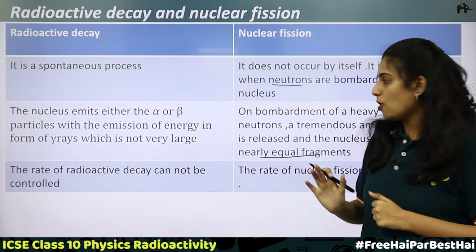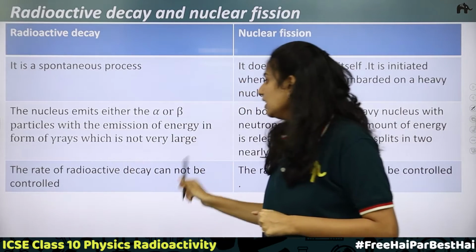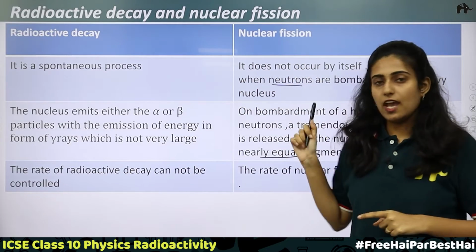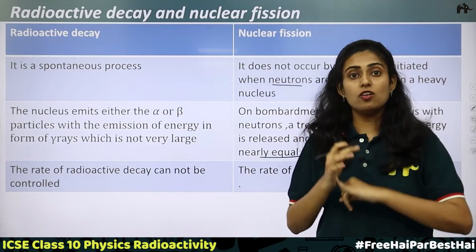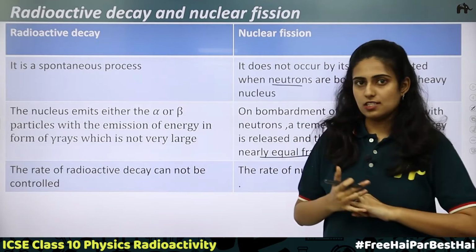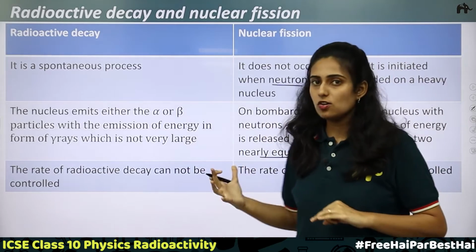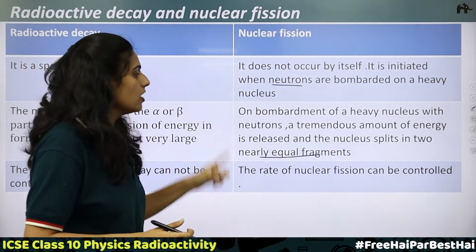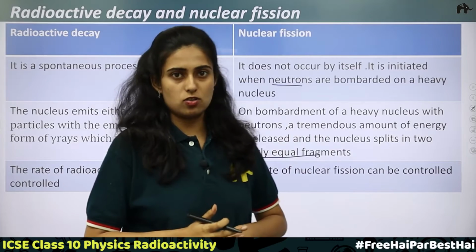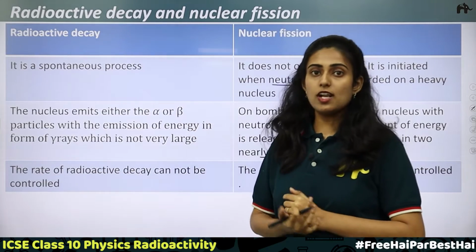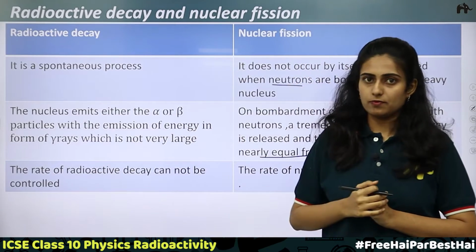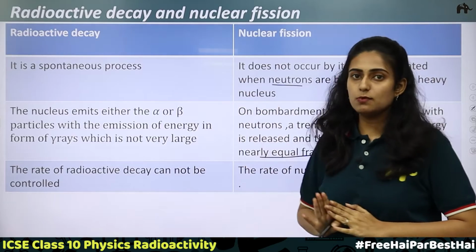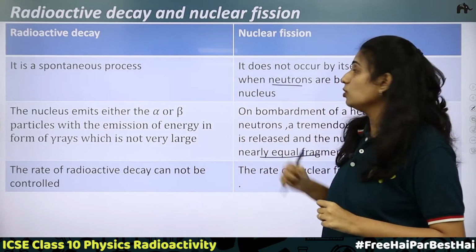Next, the third point is the rate of radioactive decay cannot be controlled. So we have discussed in nuclear fission controlled and uncontrolled chain reaction. So if you want, you can control the chain reaction. You can control the nuclear fission reaction. The rate of nuclear fission can be controlled. The energy release can be controlled and it can be slowed down. Clear? So these are the important differences between radioactive decay and nuclear fission.